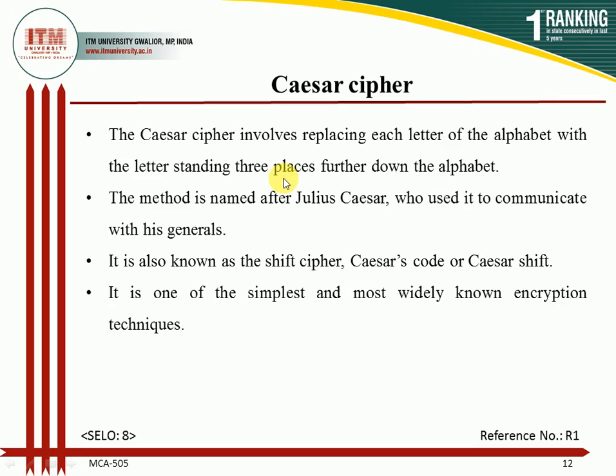It is also known as the shift cipher, because we are shifting the letters according to the places given, right? And it is one of the simplest and most widely known encryption techniques. As you have discussed all the ciphers, you already know that this is one of the simplest ciphers, because the method of converting plain text to cipher text is very easy, right?